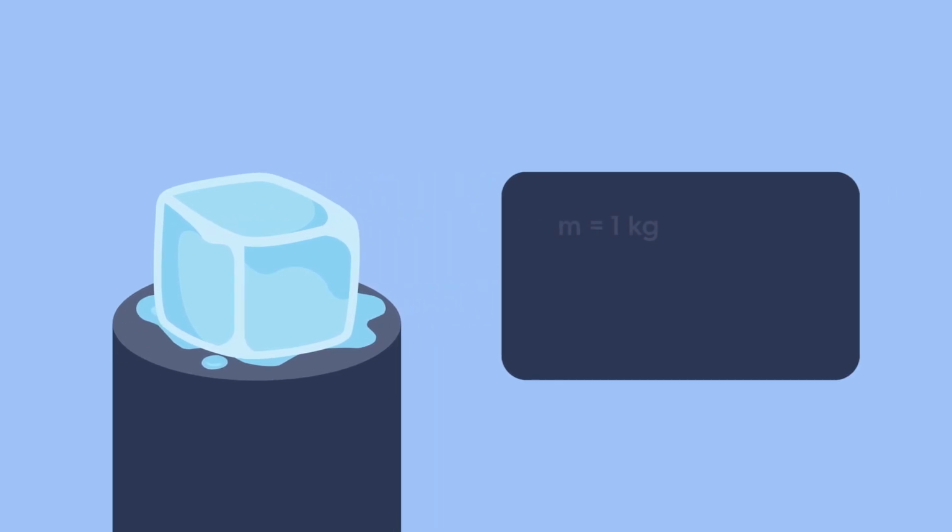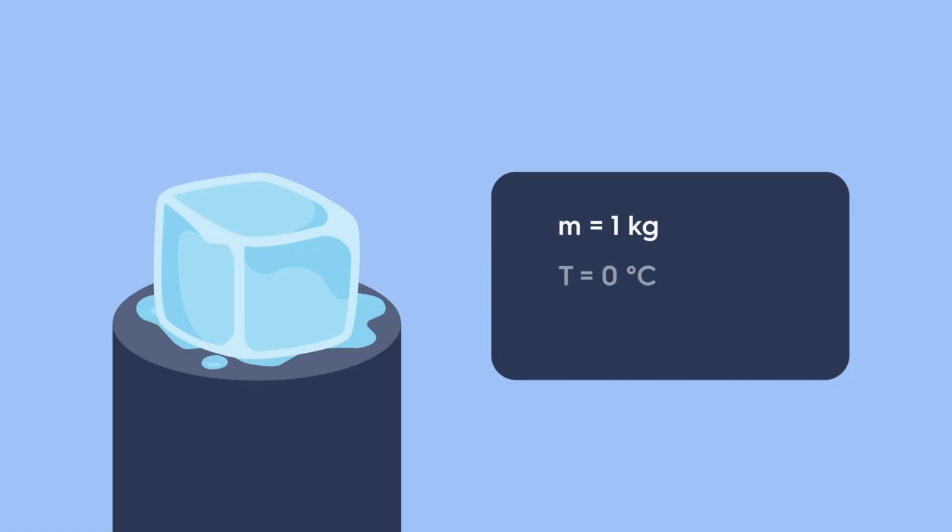Let's do one example. Suppose 1 kilogram of ice melts at 0 degrees Celsius, which is about 273 Kelvin. For ice, the latent heat of fusion is about 3.34 times 10 to the 5th joules per kilogram. Remember, temperature must be in Kelvin.